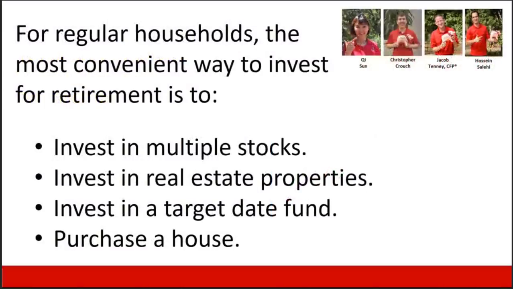Okay, next we'll go to the questions. The first question, for a regular household, the most convenient way to invest for retirement is to, which one? Yeah, the correct answer is C, the target date fund. Make sure you know what a target date fund is. I think it's in the reading materials. And can anybody tell me why option D is not a correct answer?